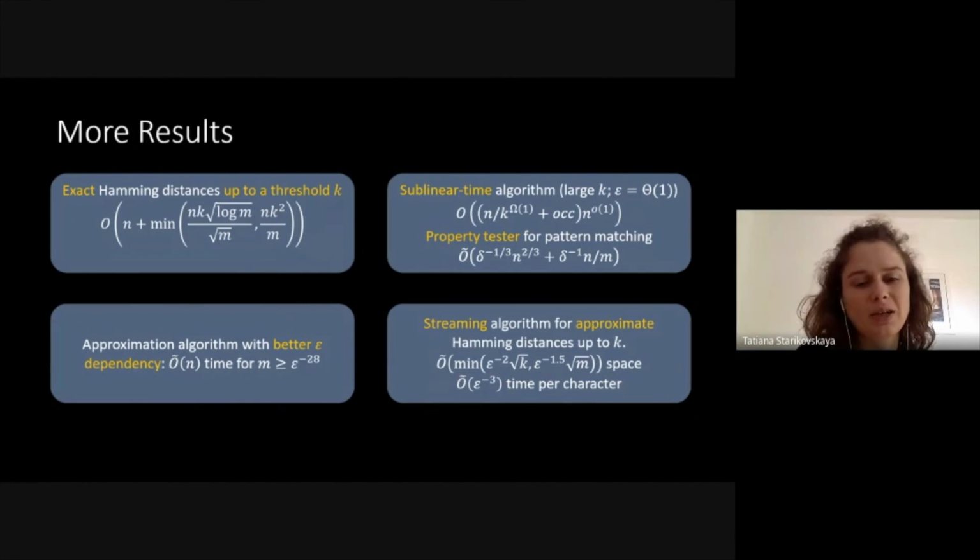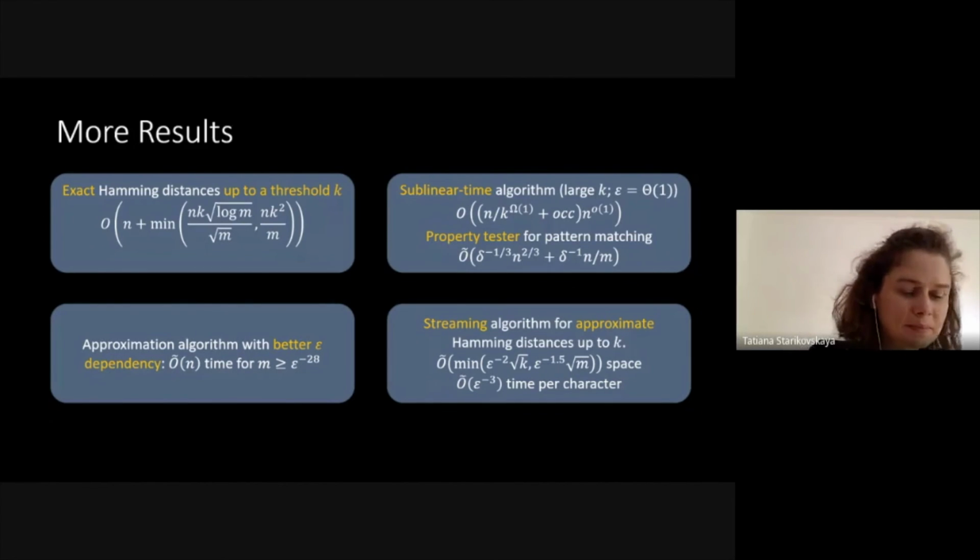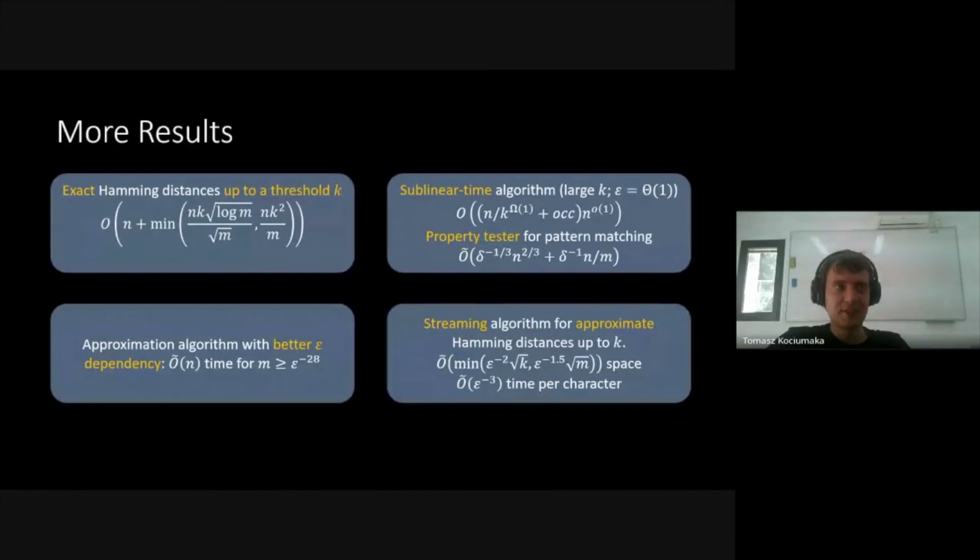And can you do the same for the Hamming distance threshold? I don't know how to define it. Like, yes, if you have an occurrence with Hamming distance smaller than k, no, if all the occurrences are very far from that. So that's essentially what our sublinear time algorithm does. But it doesn't work when k is small. It's not sublinear anymore if k is small.